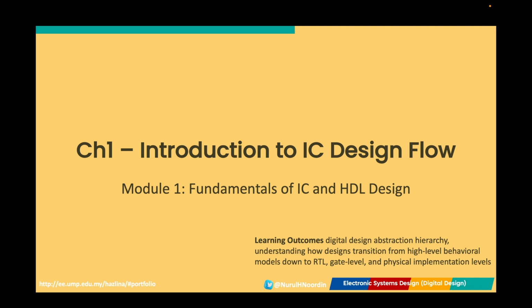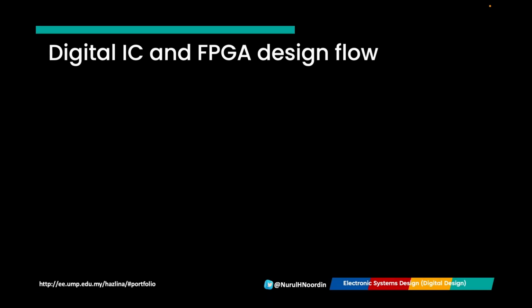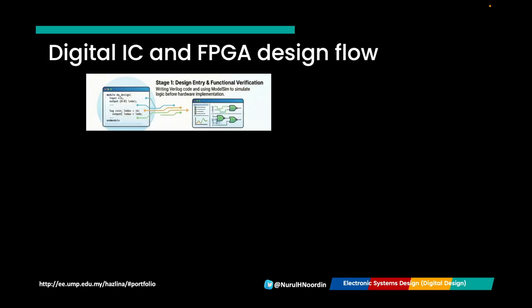Let's move to chapter number 1, Introduction to IC Design Flow. The learning outcomes include the digital design abstraction hierarchy, understanding how digital design transitions from high-level behavioral models down to RTL, gate level, and physical implementation levels. The digital integrated circuit and FPGA design flow is a sequential process that transforms a high-level hardware concept into a fully functional physical circuit. This workflow involves several critical stages to ensure the design is correctly synthesized, mapped, and optimized for performance.